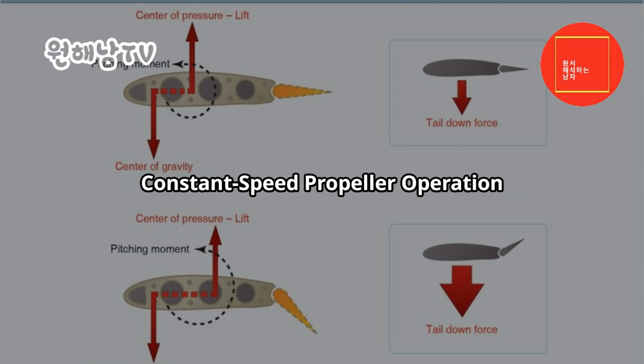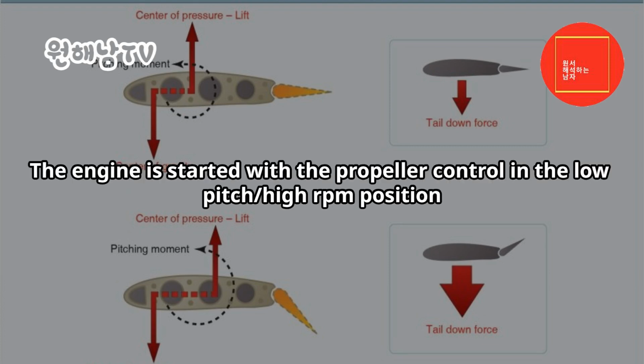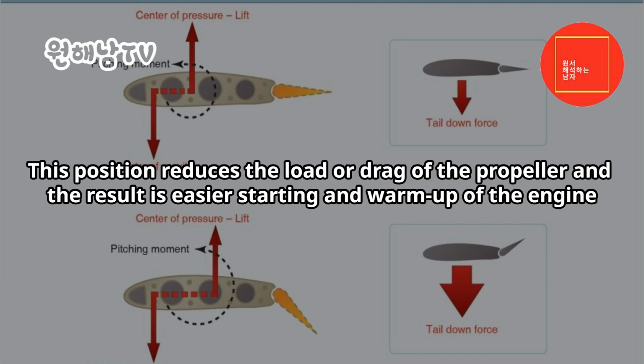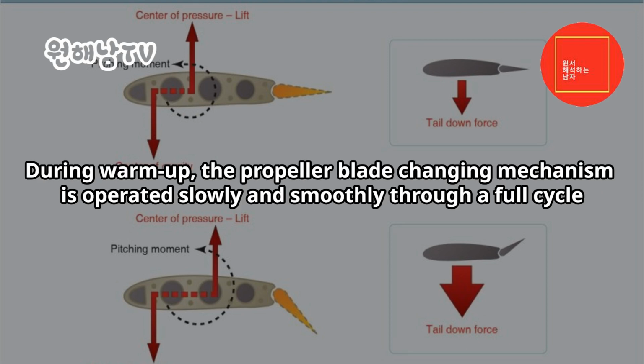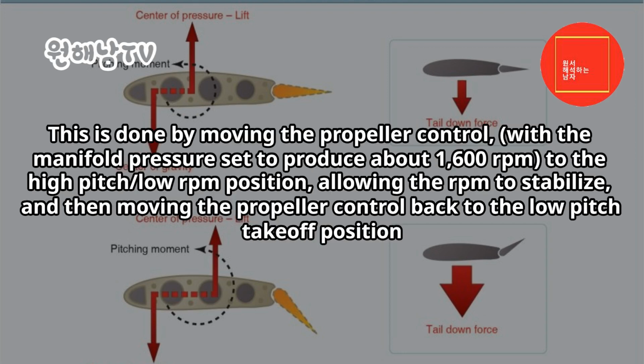Constant speed propeller operation. The engine is started with the propeller control in the low pitch high RPM position. This position reduces the load or drag of the propeller and the result is easier starting and warm-up of the engine. During warm-up, the propeller blade changing mechanism is operated slowly and smoothly through a full cycle. This is done by moving the propeller control, with the manifold pressure set to produce about 1,600 revolutions per minute, to the high-pitch low RPM position, allowing the RPM to stabilize, and then moving the propeller control back to the low-pitch takeoff position.